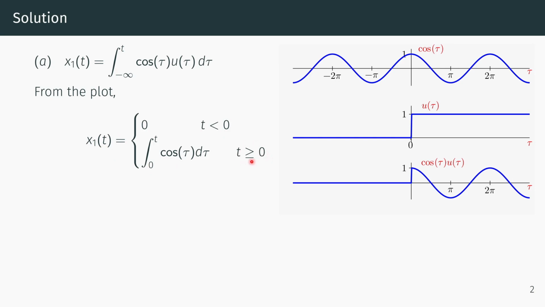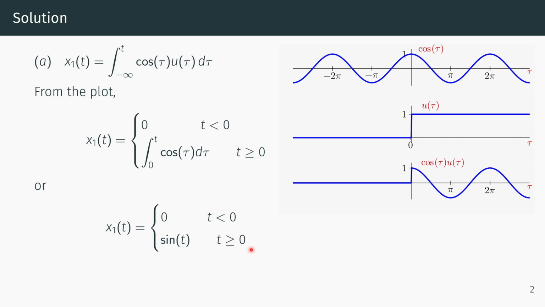So when t is greater than or equal to 0, the integral would be the integral from 0 to t of cos tau d tau, and this integral is simple. Why? The integral of cos tau is sin tau, and the limits are from 0 to t. After substitution, we get this result. Hence, the integral is equal to 0 when t is less than 0, and sin t when t is greater than or equal to 0.